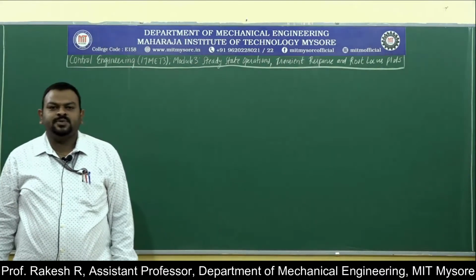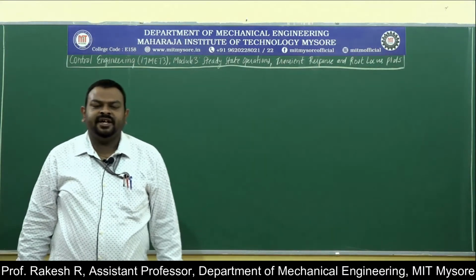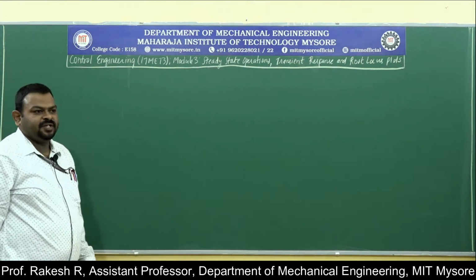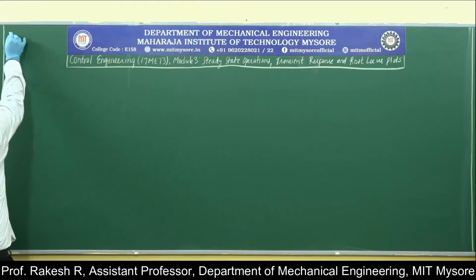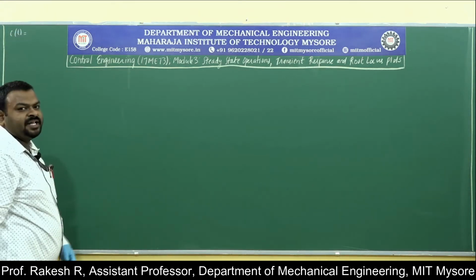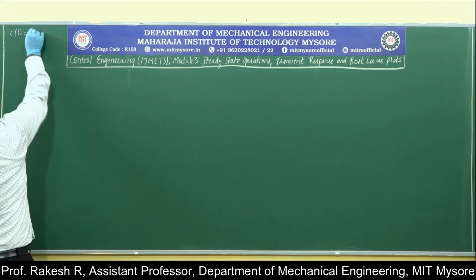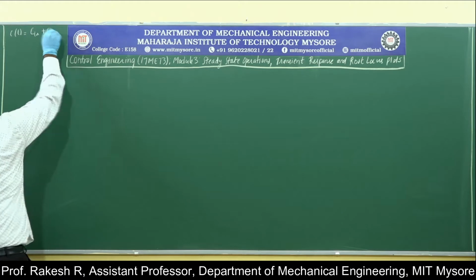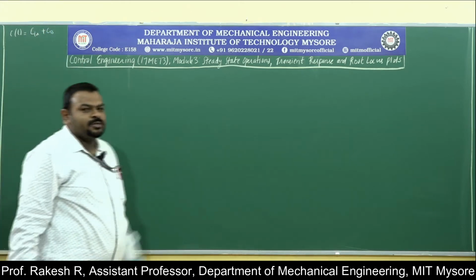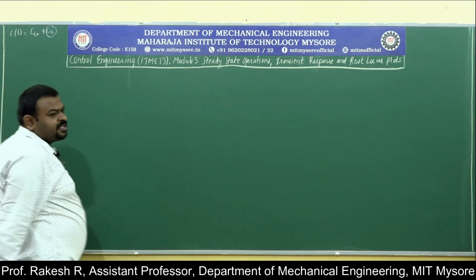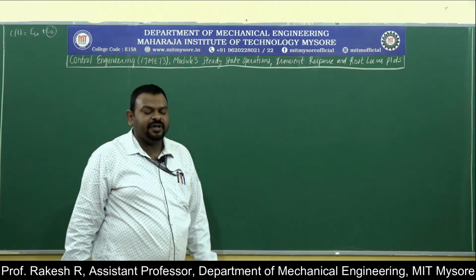So in the previous class we have discussed steady state operations. Let us recall the overall response of the system. The overall response of the system C of t will have a steady state response as well as a transient response. So, transient response plus steady state response. In the previous sessions we have seen the steady state operations for different systems.